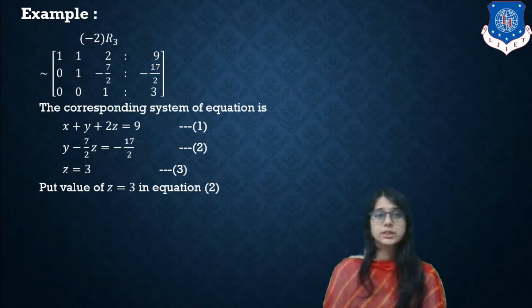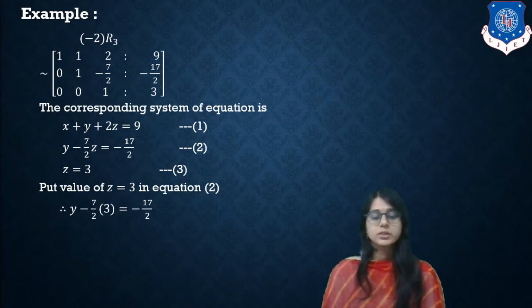Now to solve this system, we take z = 3 in equation number 2. So we get y − (7/2)·3 = −17/2. So y = 21/2 − 17/2, so we get y = 2.